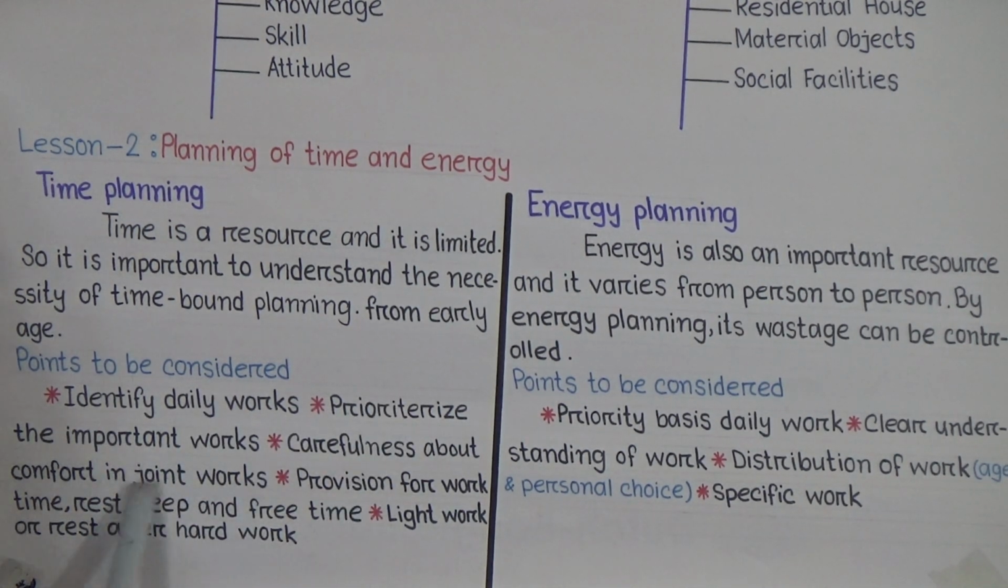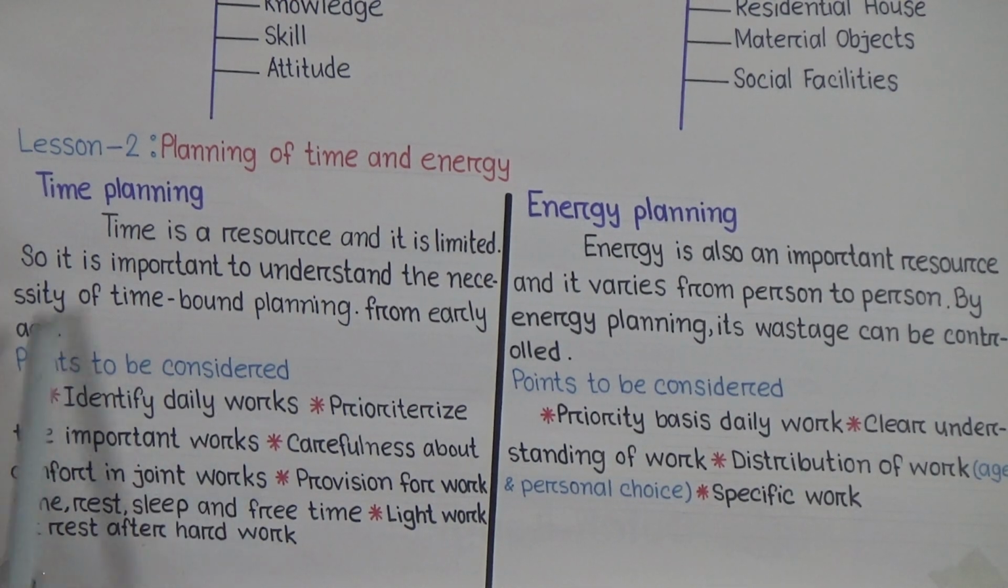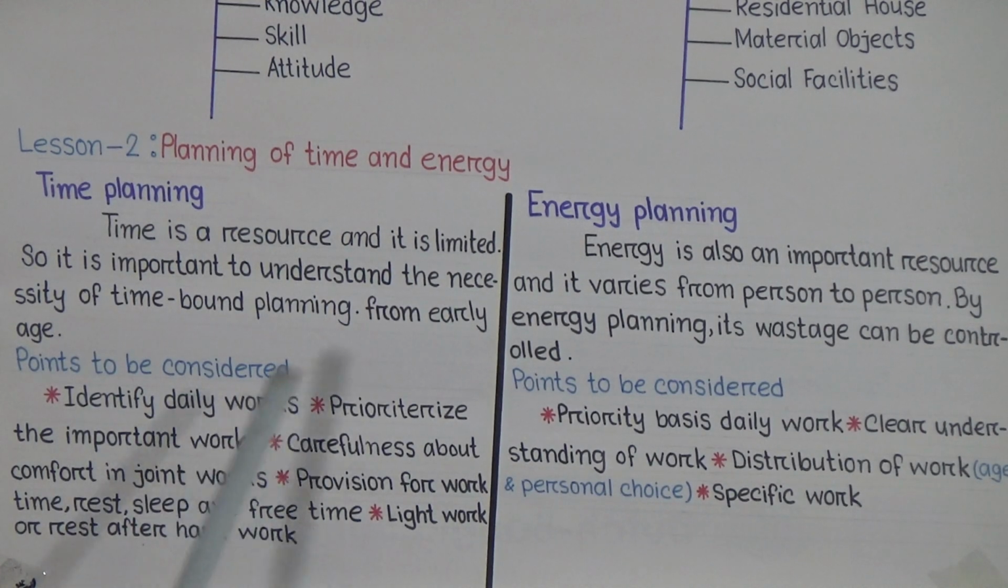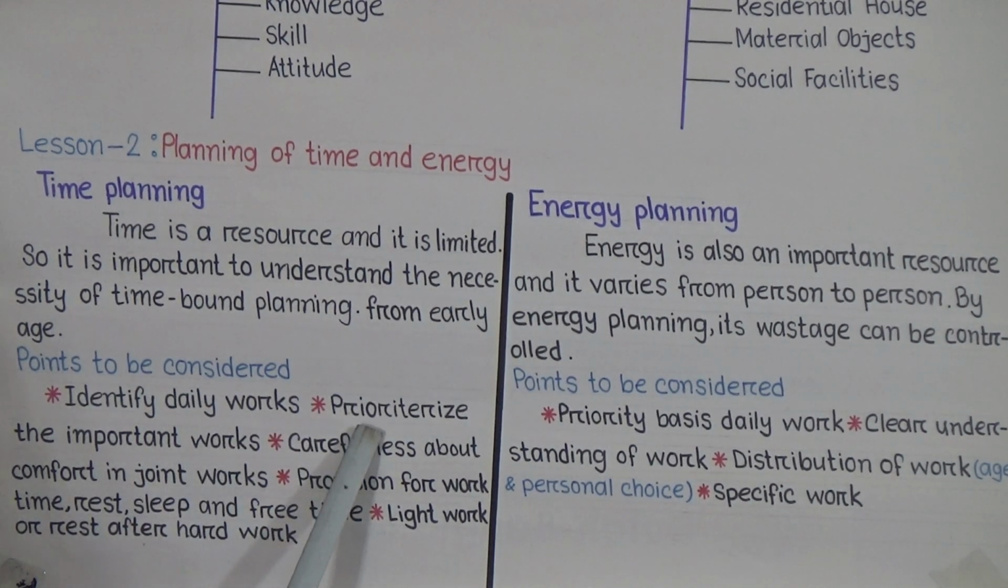Then prioritize the important works. So we have so many works. Think when you have to do 3 works right now or today. So which one will you start from? That's why you have to ensure which work you have to give importance first.